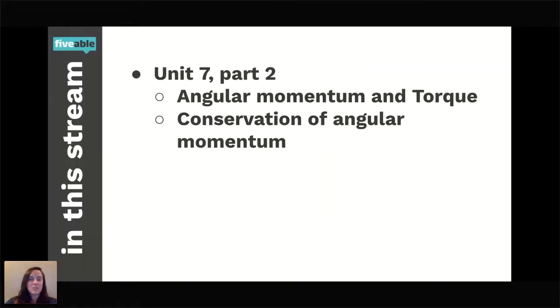Okay, so this stream is Unit 7, Part 2, aka Angular Momentum and How Torque Causes Angular Momentum, and then Conservation of Angular Momentum.